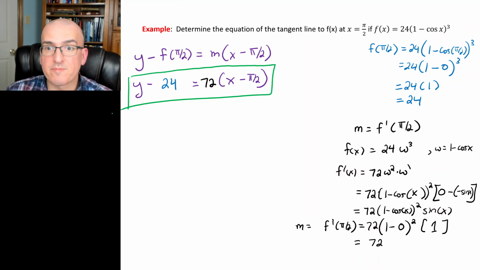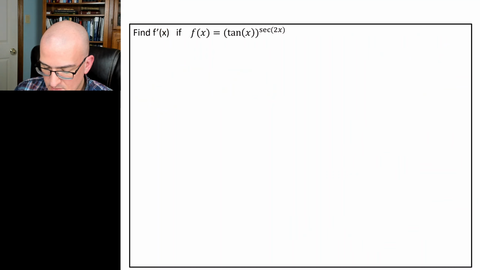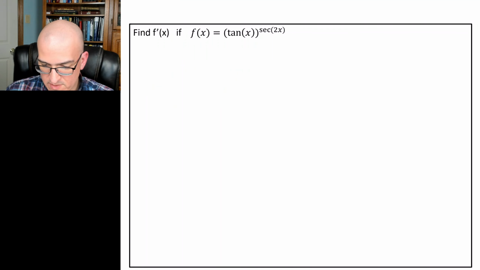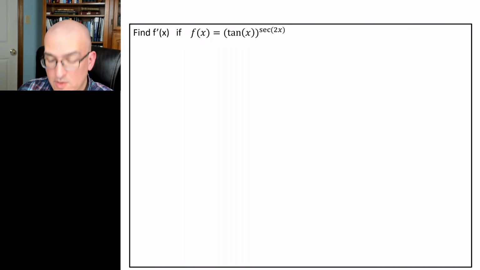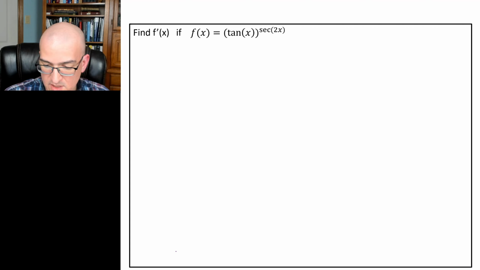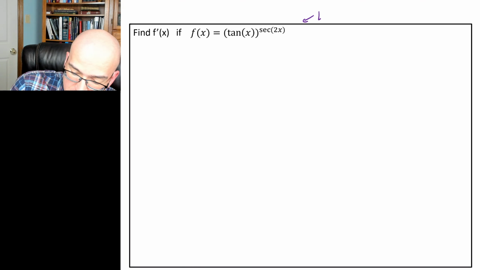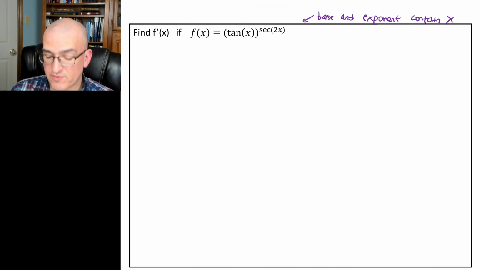So that's how you do that type. All right, another type. What type of derivative rule is this? This is a base that contains x and an exponent that contains x. Base and exponent contain x. So we need to use logarithmic differentiation.